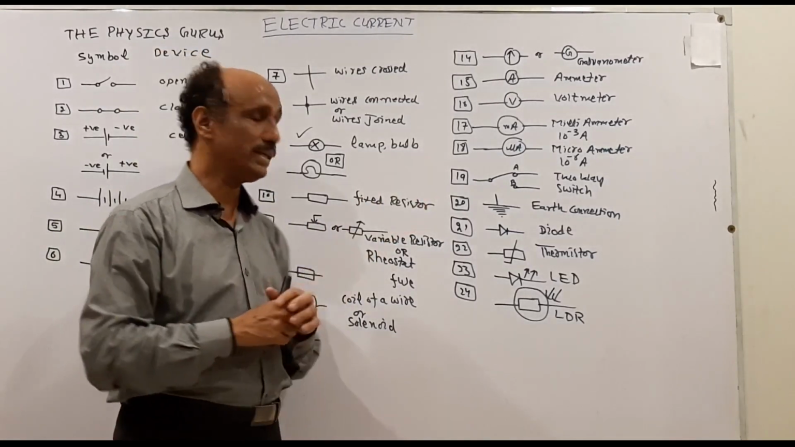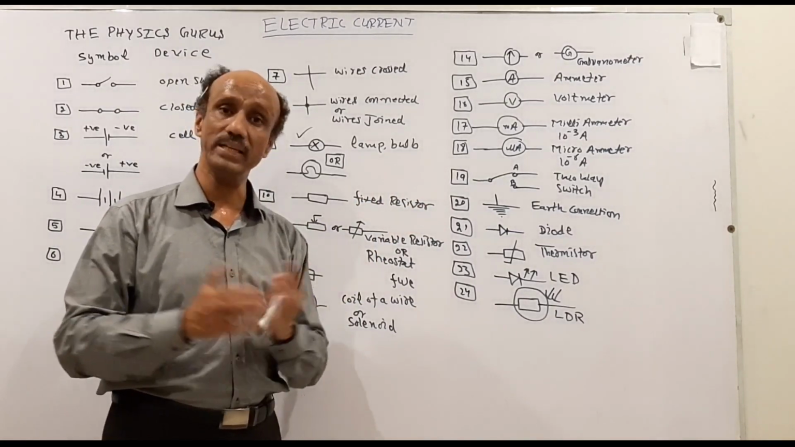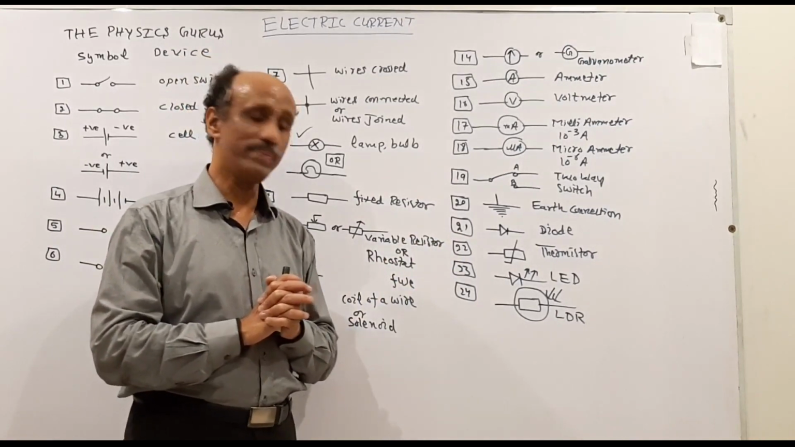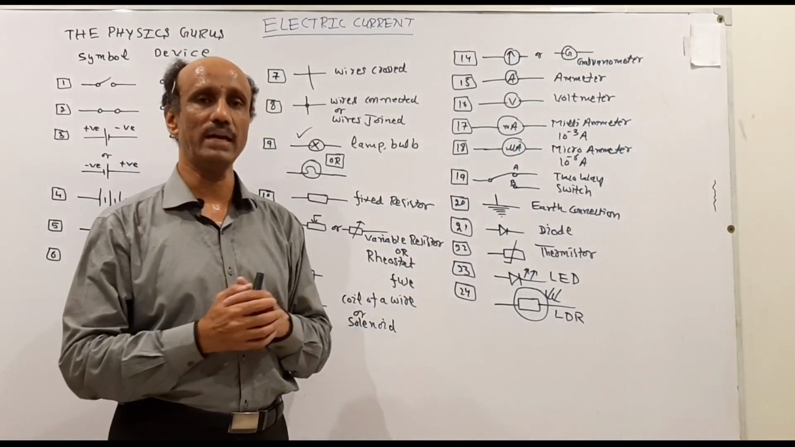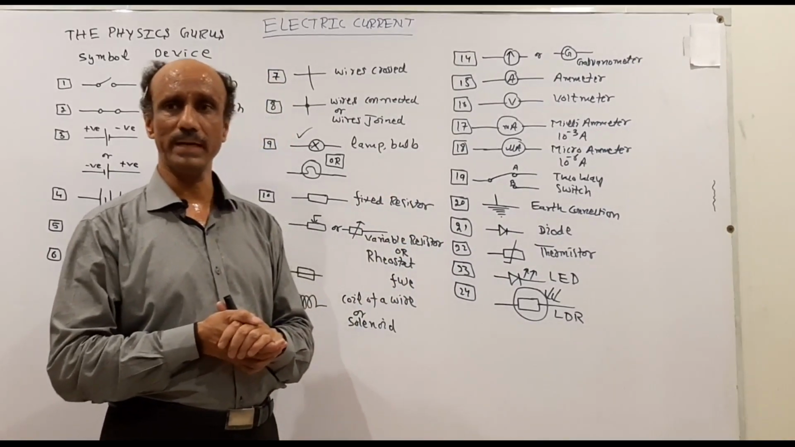The earth connection is used in electrical appliances which have the outer surface made of metal, in order to prevent electric shock if the live wire touches the metal surface. That we will discuss in practical electricity.